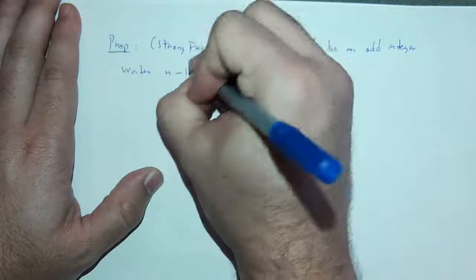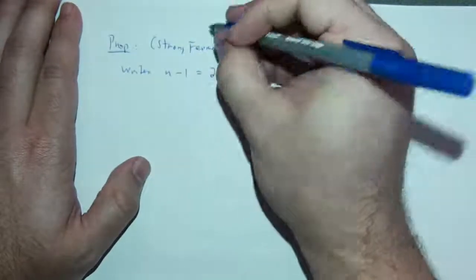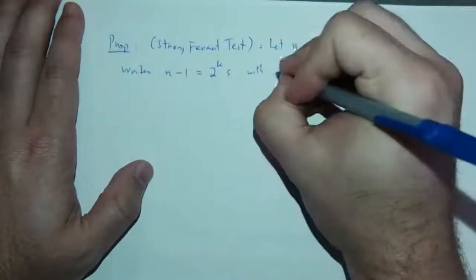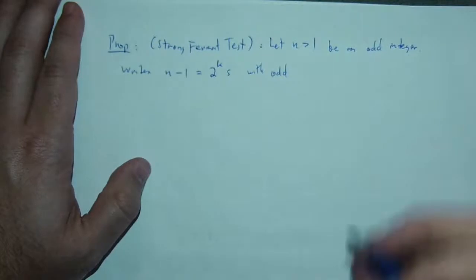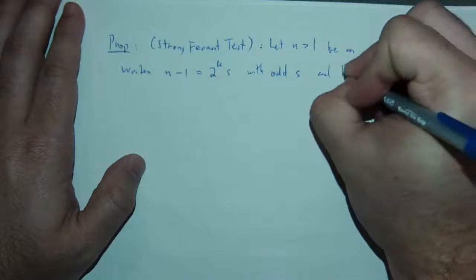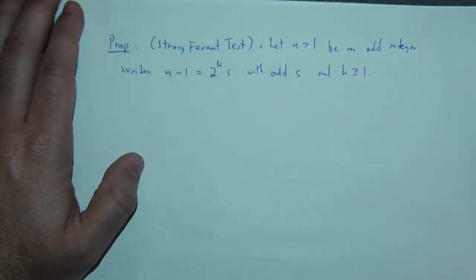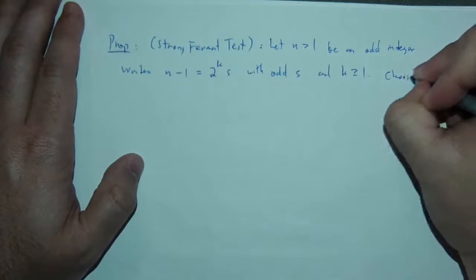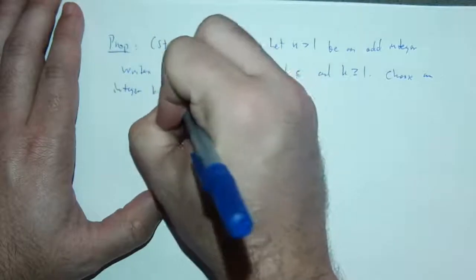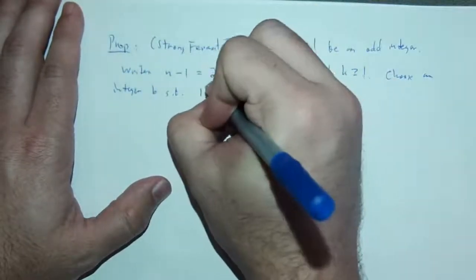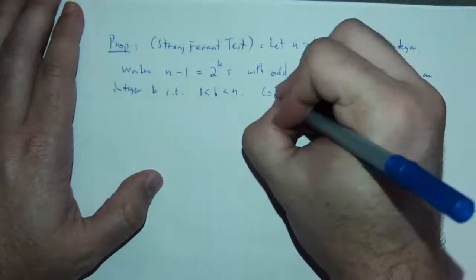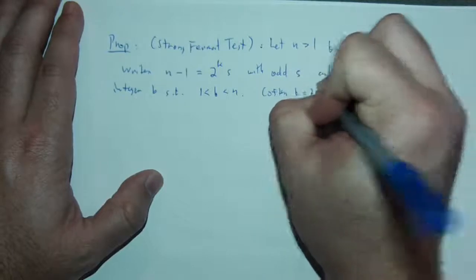N minus 1 as some power of 2, 2 to the k times s, with s odd, so all of the 2's have been extracted, with odd s and k bigger than or equal to 1. So choose an integer b such that b is strictly between 1 and n. Again, often b is equal to 2.